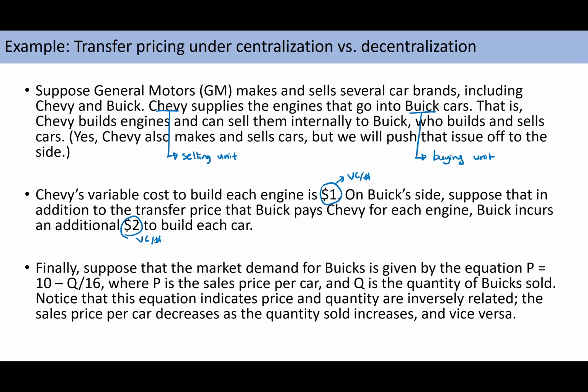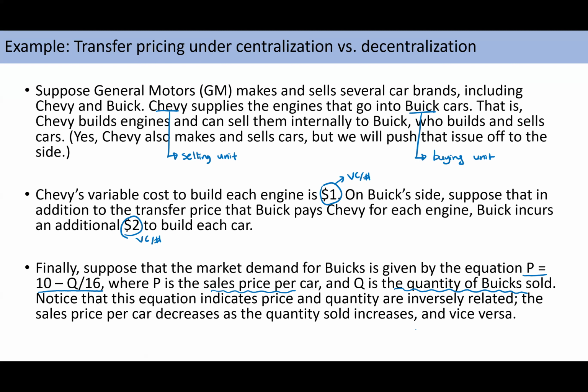Finally, suppose that the market demand for Buicks is given by the equation P equals 10 minus Q over 16, where P is the sales price per car and Q is the quantity of Buicks sold. Notice that this equation indicates price and quantity are inversely related. So the sales price per car decreases as the quantity sold increases and vice versa. If you think of it very intuitively, if the sales price of the car is really low, then more Buicks will be sold. If each Buick is very expensive, less of the Buicks would be sold.